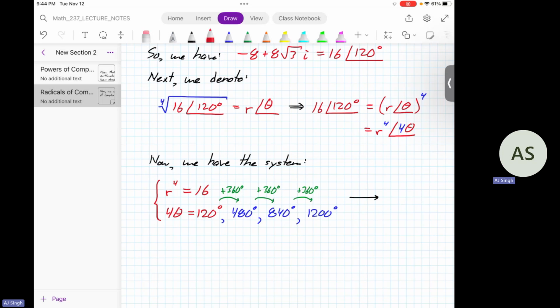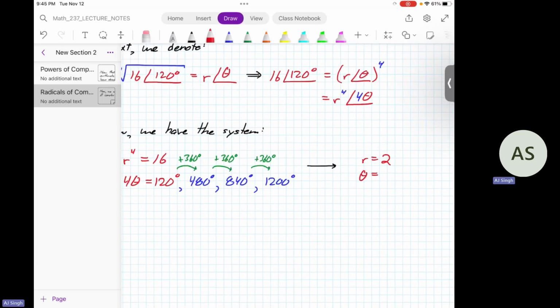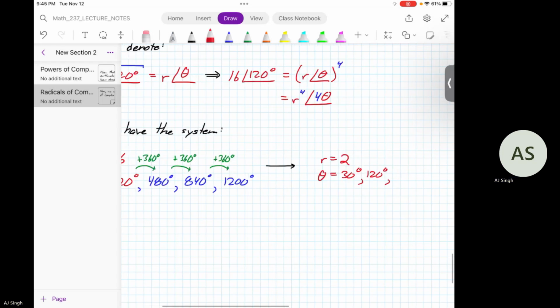R to the 4 equals 16. So R is going to be 2, right? Because 2 to the 4 is 16. And theta divided by 4. So 120 divided by 4 is 30. 480 divided by 4 is 120. And then 840 divided by 4 is 210. And then 1200 divided by 4 is 300. So there we go. There's my R and theta. And then that's step 3, all done.